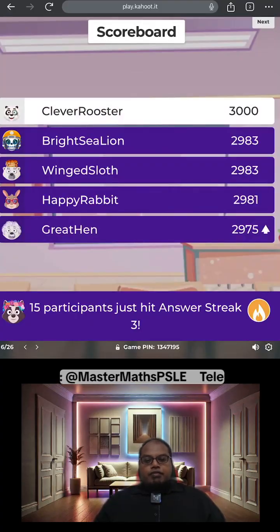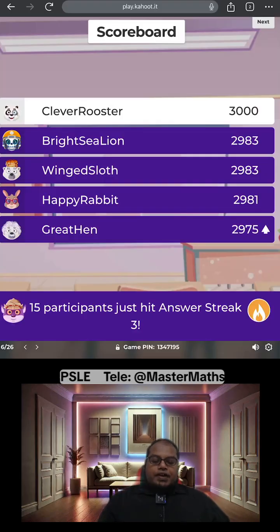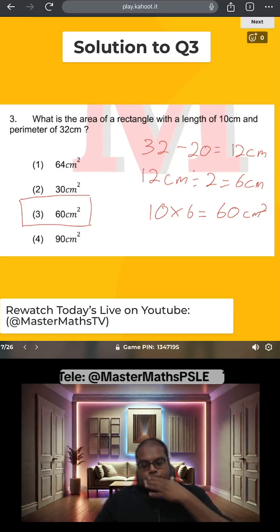Okay, wow, the clever rooster is like on point. Every question he's scoring 1000 points. Very good. Okay, followed by number 2 and number 3, still the same points at 2983. Very good. Okay, and a happy rabbit with a 2981 points.